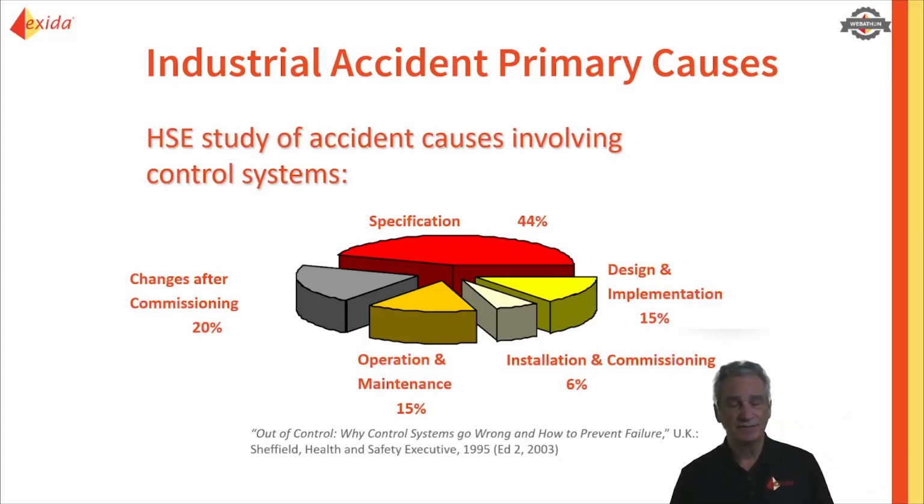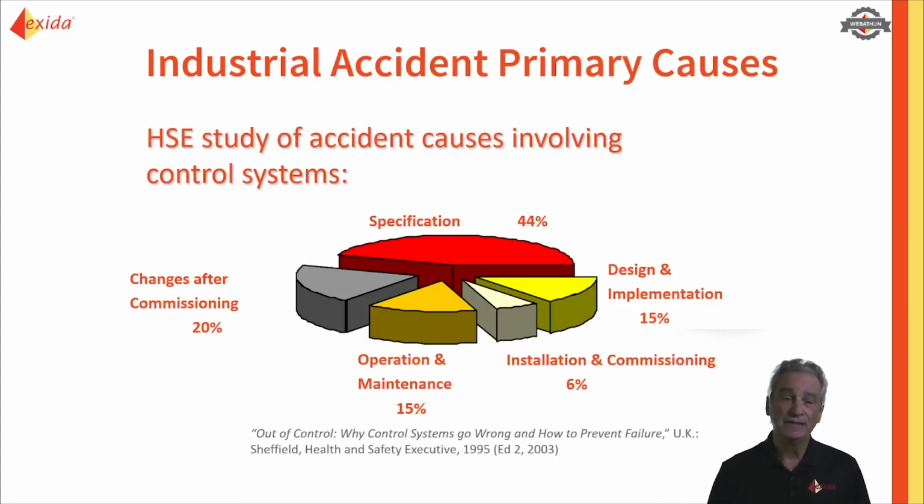When it comes to the systematic, the reason we worry about this is the famous HSE, Health and Safety Executive study, that was done in the UK. First and foremost, it was done back in '95 and repeated again in 2003. This is where they looked at accidents involving control and safety systems. And what they concluded was 44% of the accidents were due to the fact that the design specification was bad. So that's a fairly significant percentage that's down to bad specification.